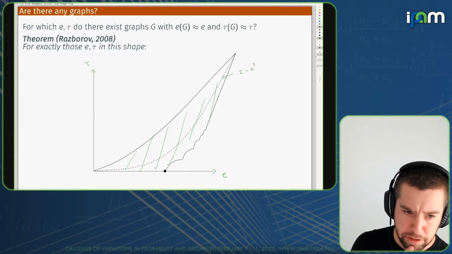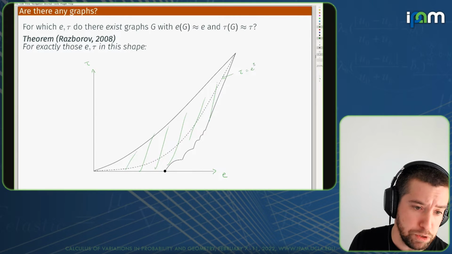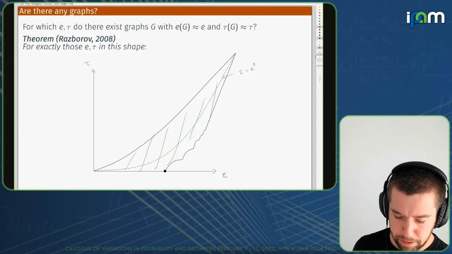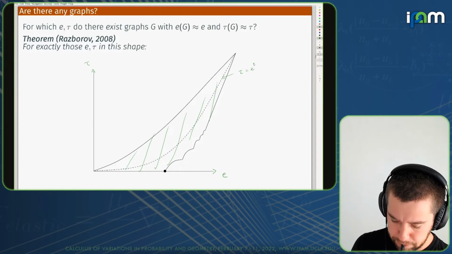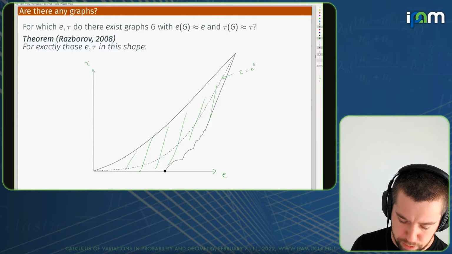These parameters are clearly feasible, because if I take a random graph with edge density e, then the triangle density will be about e cubed, since you expect the three edges of a triangle all to appear. Let's see, what else? The bottom boundary of this region was determined by Razborov.